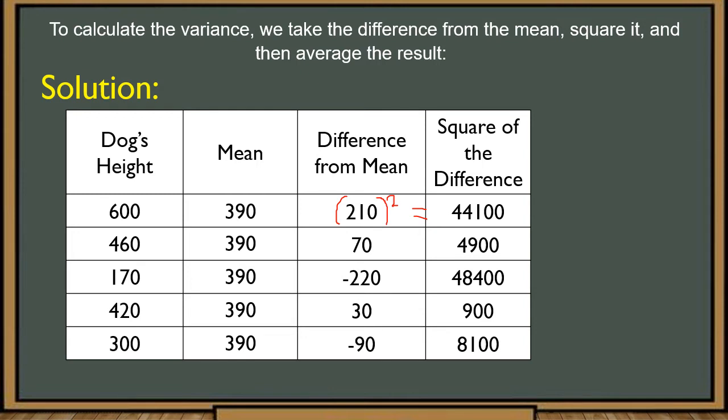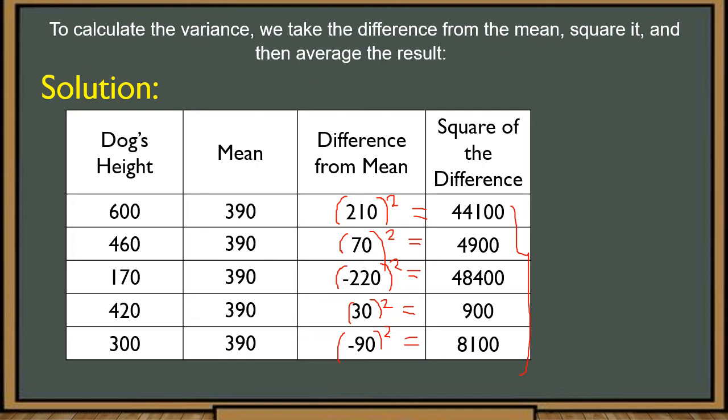using the calculator. So 70 squared, 70 times 70, is equal to 4,900. Negative 220 times negative 220 is equal to 48,400. 30 times 30, or 30 squared, is equal to 900. Negative 90 squared, or negative 90 times negative 90, is equal to 8,100. So these are the results when we square each difference from the mean.